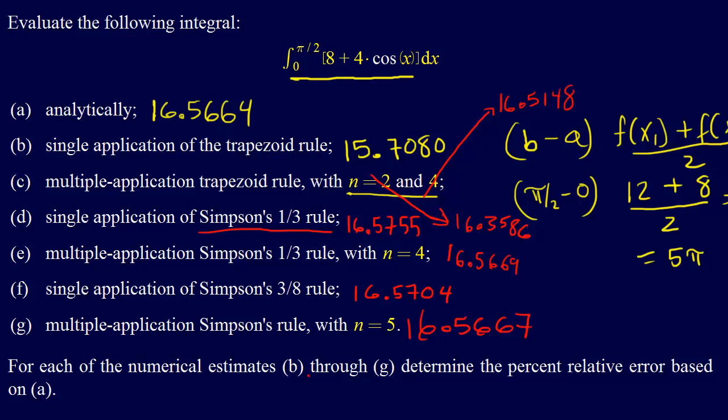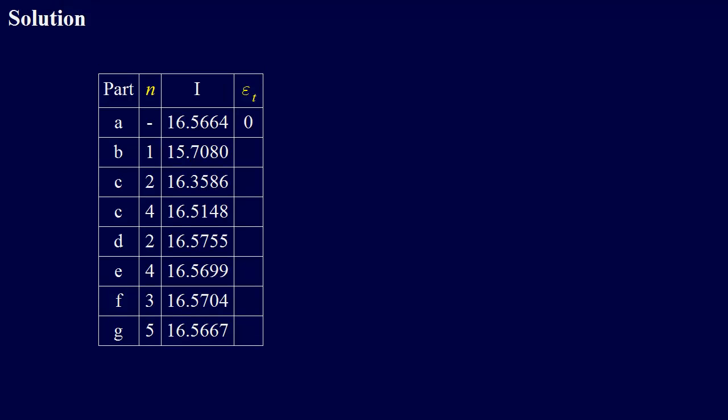The last thing we need to do is show the error for the numerical estimates for B through G, percent relative error based on A. And so in order to do that, we sort of need to make a table. And so I've gone ahead and put all these values that we computed here from A all the way through G into this table. And so here it is. We have part A, B, C. We actually did 2 for C, one with n equals 2 and another one with n equals 4. And then we had part E, F, and G.